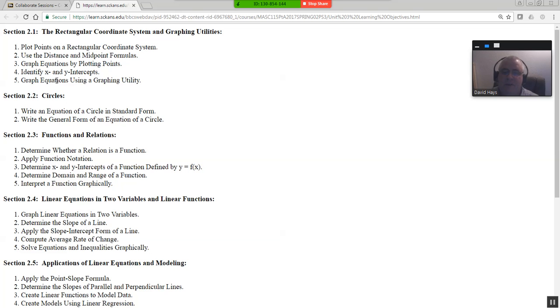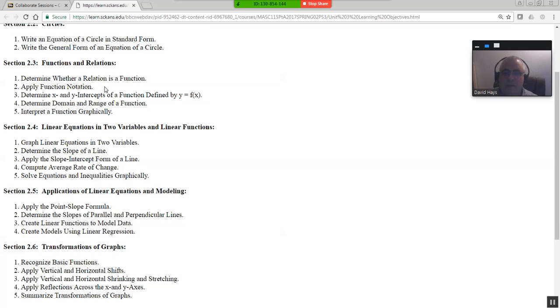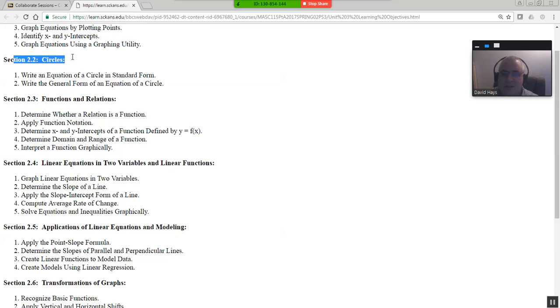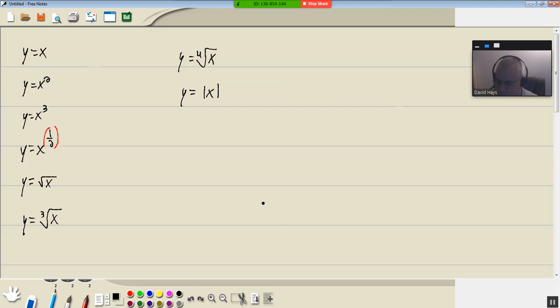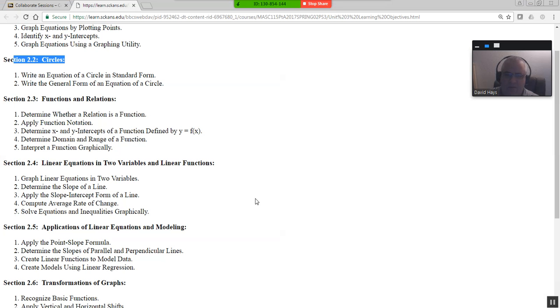Now, instead of graphing equations using that way, you could plot points. You'll find that it'll be much faster if you do have a TA3, TA4. Our second section we'll take a look at is circles. And let's talk about the different forms of a circle. They refer to a standard form and a general form.